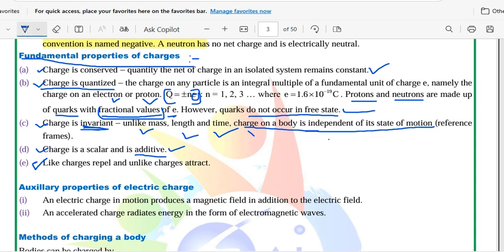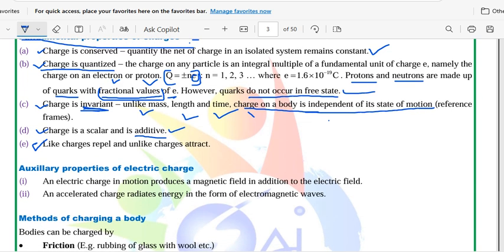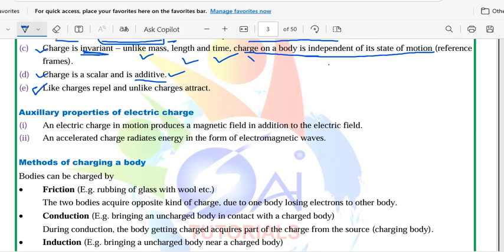This is all about the fundamental properties of charges. Next, there are some auxiliary properties of electric charges. An electric charge in motion produces a magnetic field in addition to the electric field. This is the auxiliary property of electric charge.